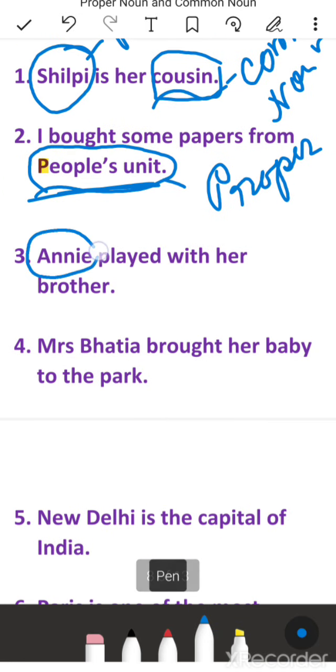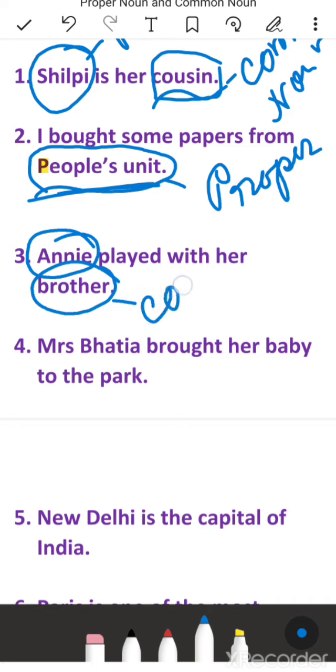In the next example, see Annie. Annie is the name of a person which cannot be shared by all. That means we can call only Annie as Annie. We cannot call any other girl Annie. Brother, however, can be used for your brother, my brother, or anybody's brother. So this word brother can be shared by all. Hence it's a common noun.